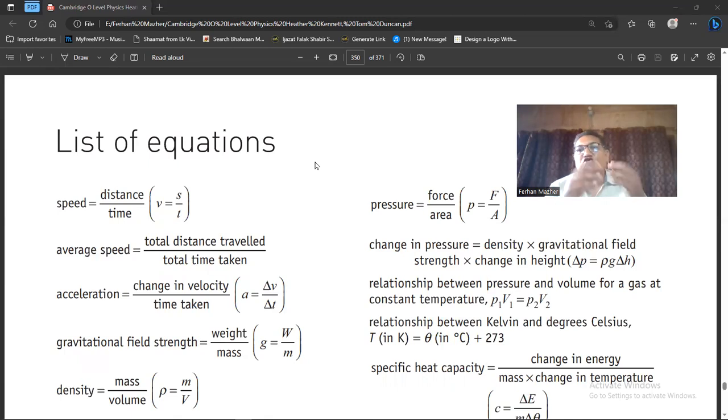So you see, my idea is that my students preparing for physics are not reading just one book. They are revising and reading the book written by Heather Kennett and Tom Duncan, and they are also reading the book Physics Matters. So you study different books. This formula list is given at the end of this book, Cambridge O-level Physics, written by Tom Duncan.